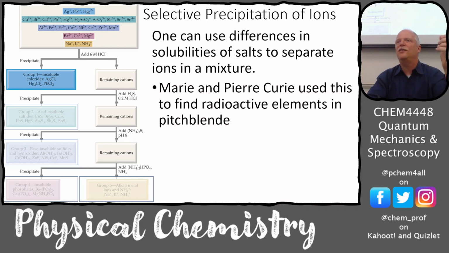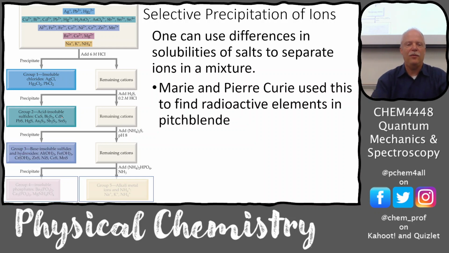So if we had H2S in the lab and we bubbled it under the solution, it would react with some of those cations in a mildly acidic solution, and it would produce all of these insoluble sulfides. So copper sulfide, bismuth, cadmium, lead, mercury 2, arsenic, antimony, tin. So we could pull out this group 2 with the sulfides. So we pulled the chlorides out first, then we pull the sulfides out next.